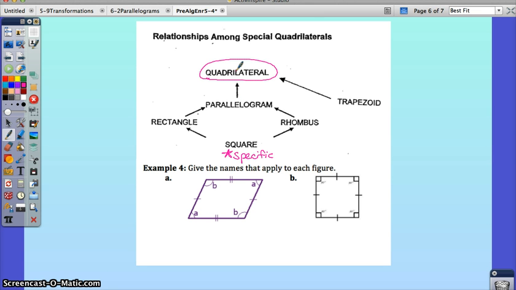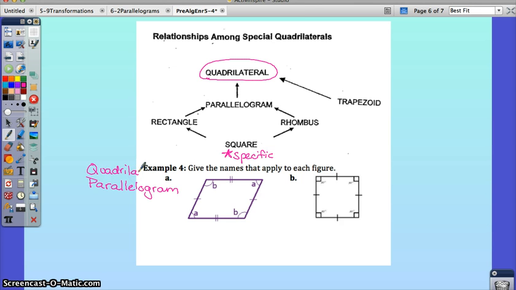So if I ask you to give all the names that apply to each figure, look at your charts, look at the definitions of parallelograms, rectangles, squares, rhombuses, and also look at the Venn diagram to help you. In this first image, I see that we have 2 pairs of congruent sides, and they appear to be parallel, so this would be a parallelogram. And if you know it's a parallelogram, then it is also a quadrilateral, because all parallelograms are quadrilaterals.